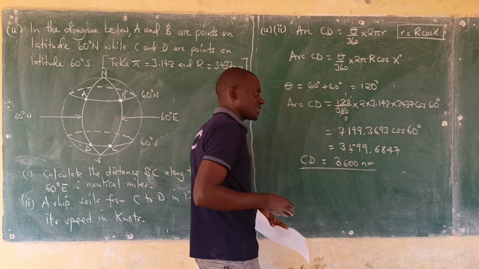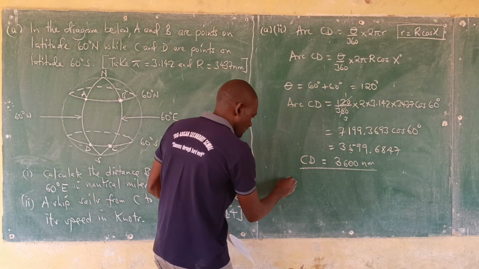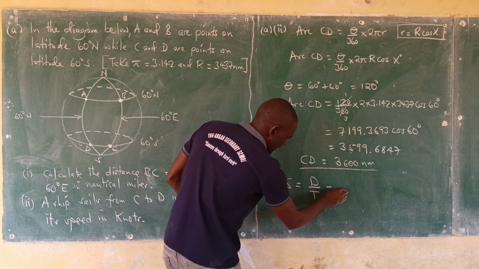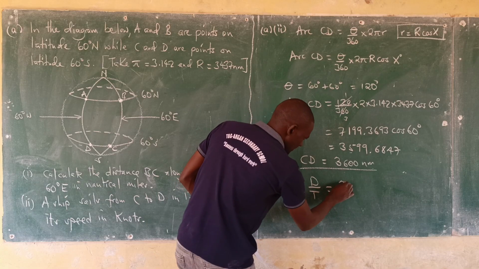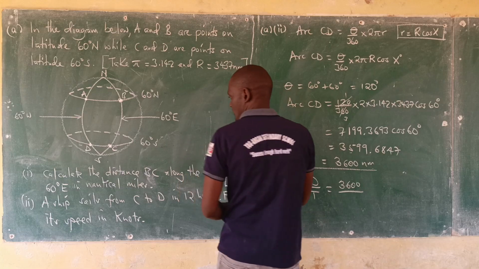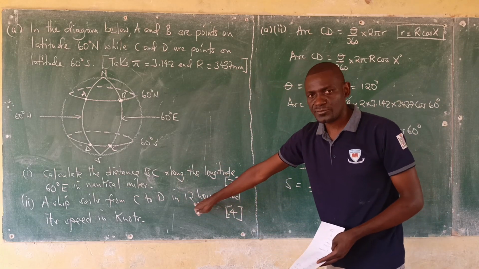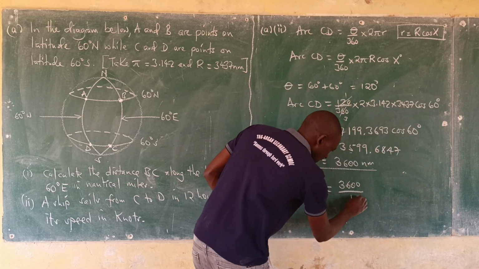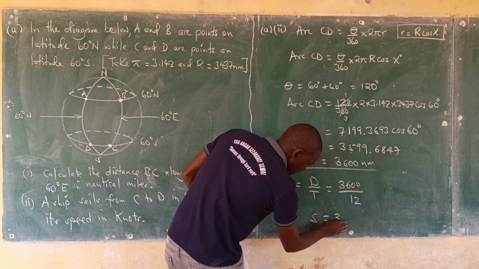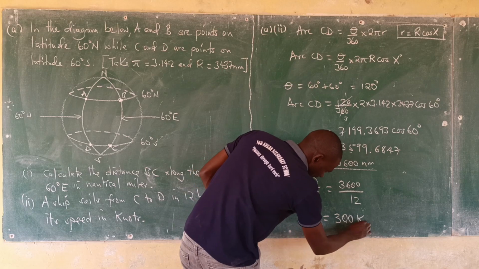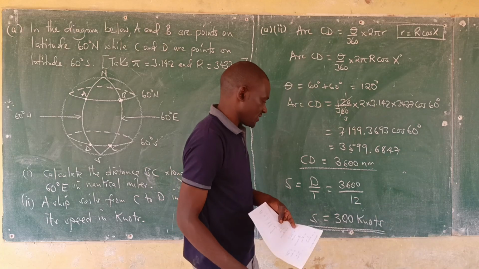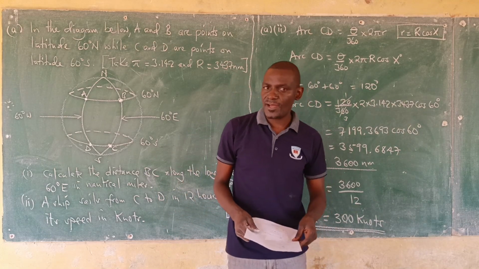Now, with this distance, we know that speed is given by distance over time. And then the distance is this one we've calculated, 3,600. Then the time, the question says 12 hours. So we divide by 12. That simply means the speed is equal to 12 into 36 is 3, and then the 2 zeros, these are knots. So a knot is simply a special unit that is used, that is nautical miles per hour.